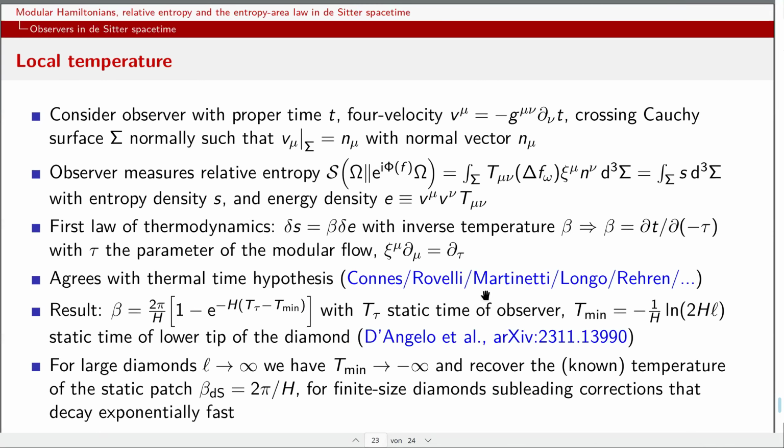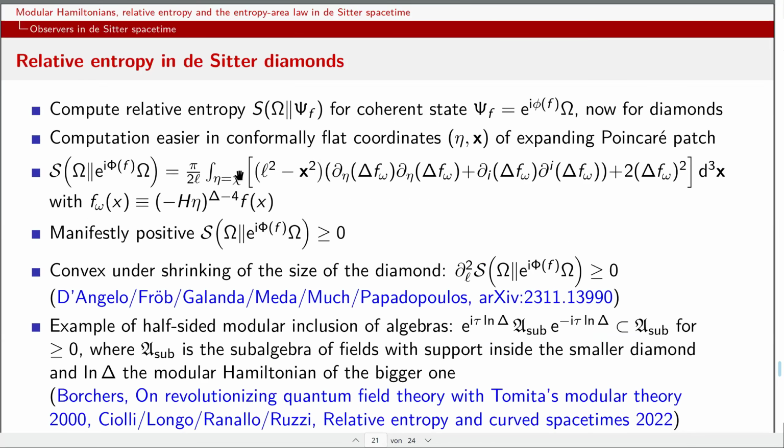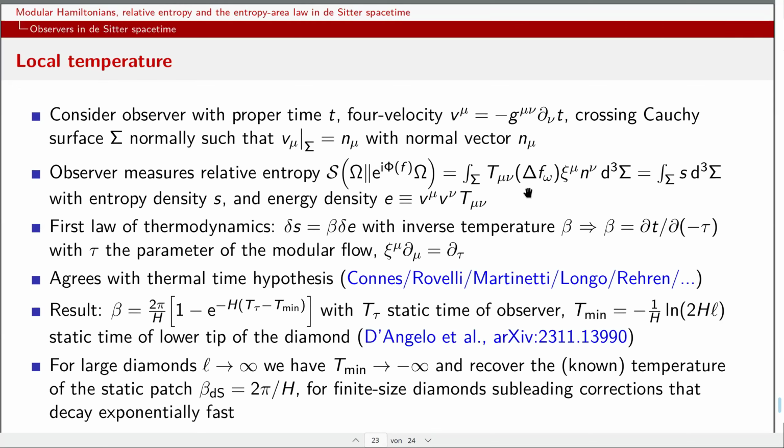So, as I said, in the very last step, let's look at an actual observer with some proper time t and some four-velocity, who is crossing a Cauchy surface in our de Sitter spacetime. So it means that the velocity restricted to the Cauchy surface is exactly the normal vector of that surface. This observer measures the relative entropy, the one I've written down two slides before, on the Cauchy surface at eta equal constant. It's exactly the contraction of the classical stress tensor with the corresponding conformal Killing vector and the normal vector, integrated over the Cauchy surface.